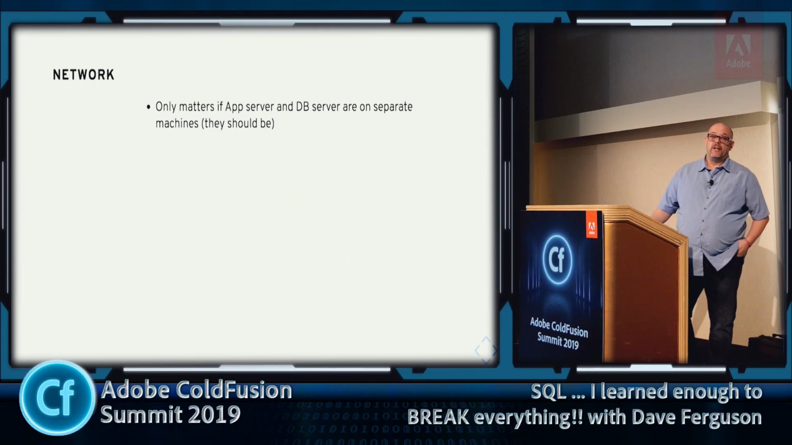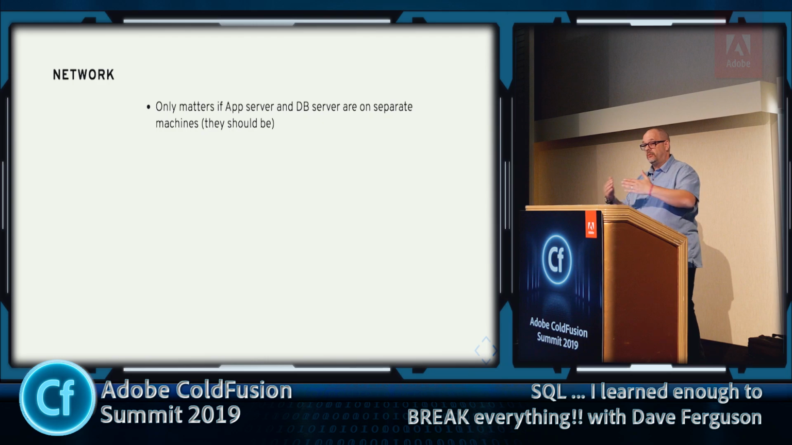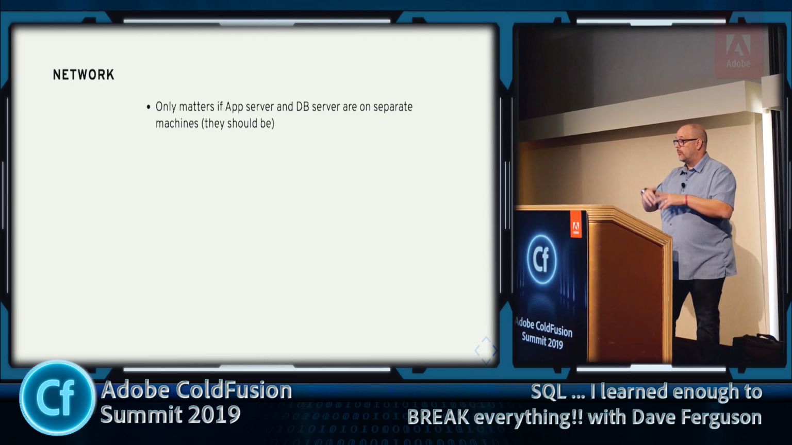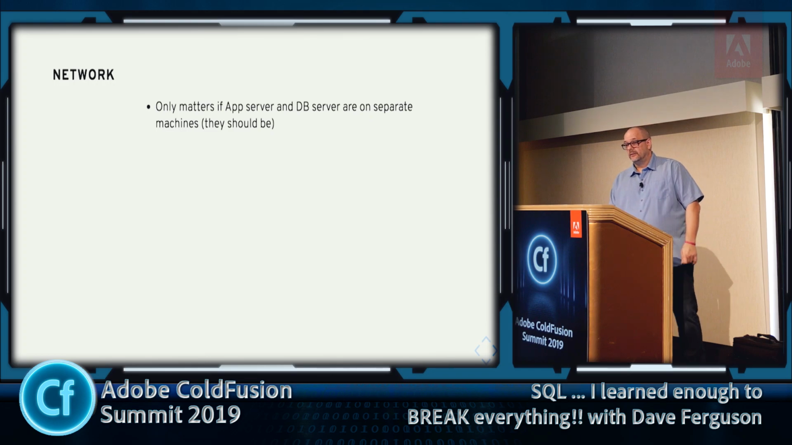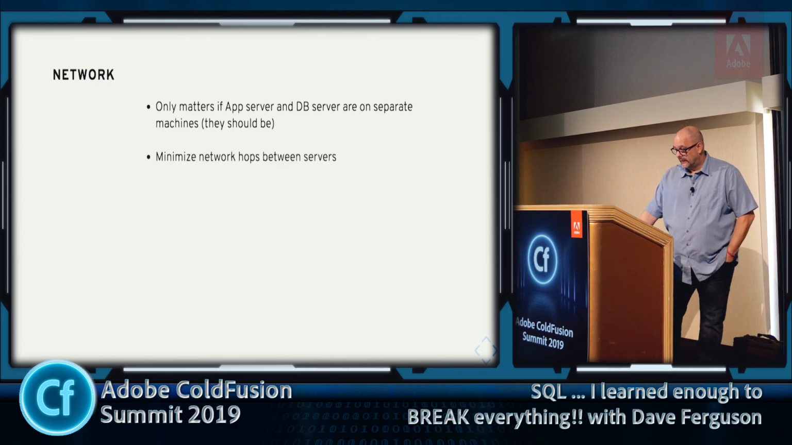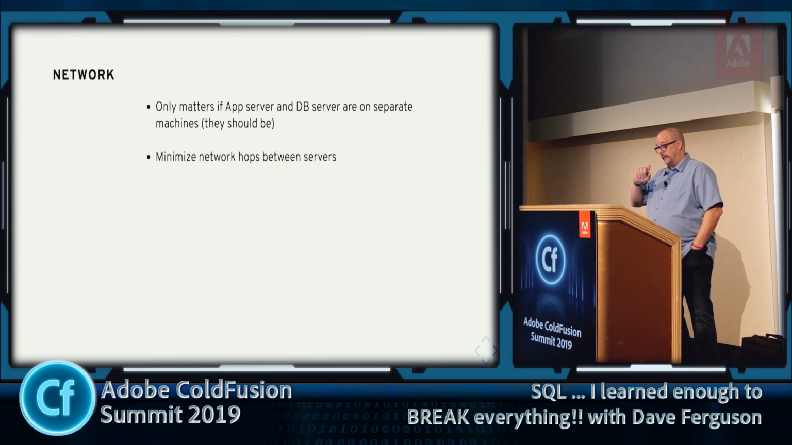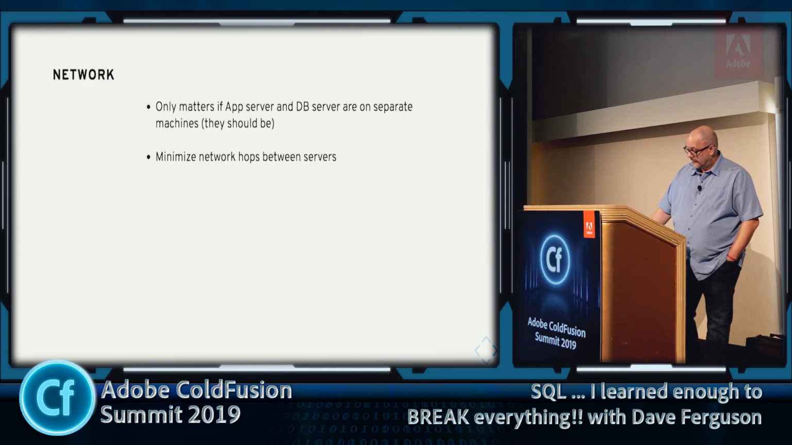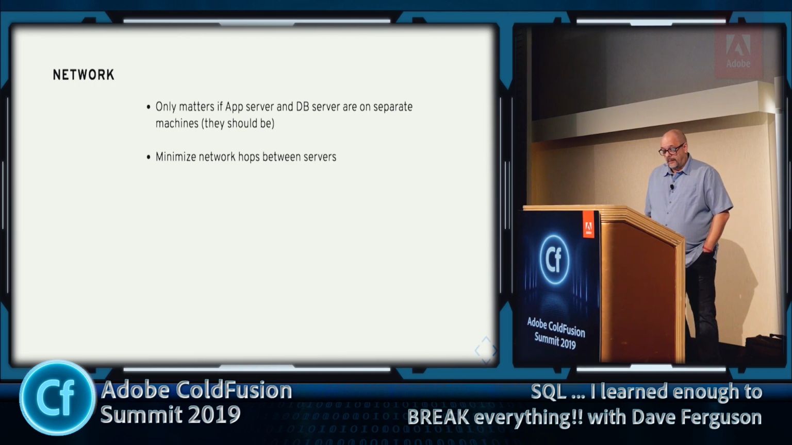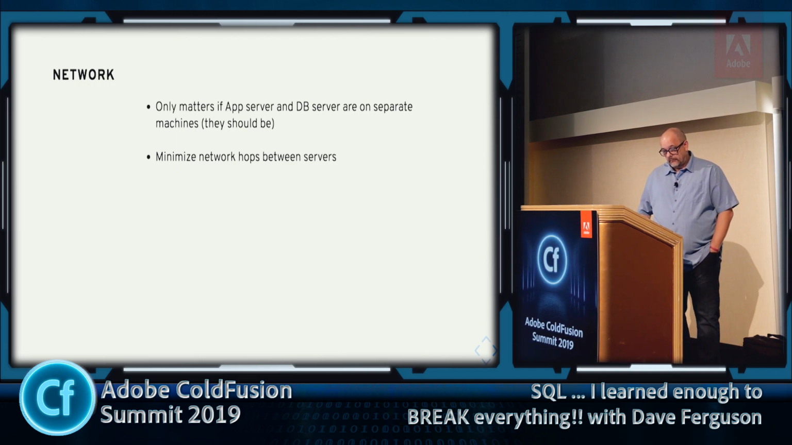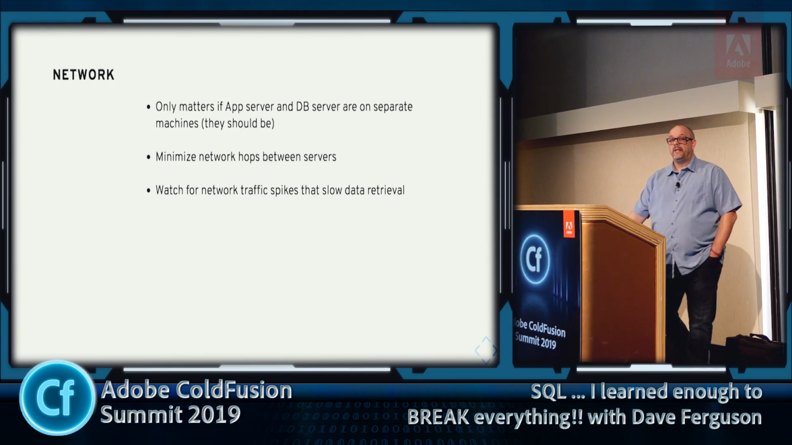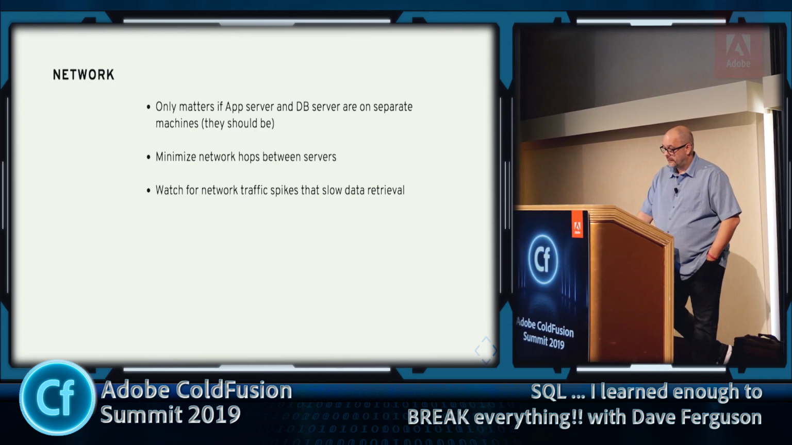So do your best to minimize the network hops between the two. They should be one hop to a single router and then back. The more hops you have, the slower things get. So you want to reduce those hops as best you can. Watch for network spikes that actually will hurt your data retrieval between the two machines. So if you're only getting the data back you need from the database, that will definitely speed up network traffic.